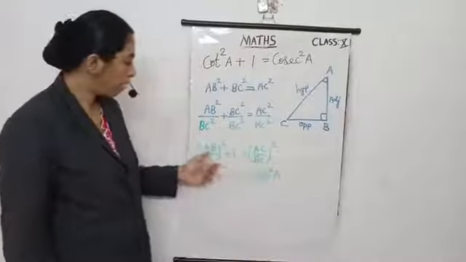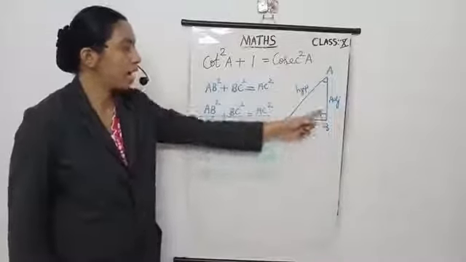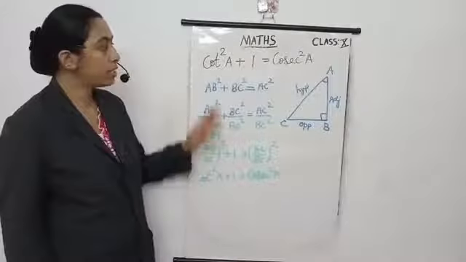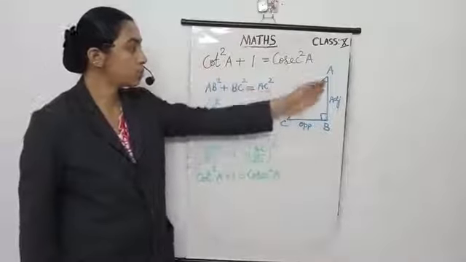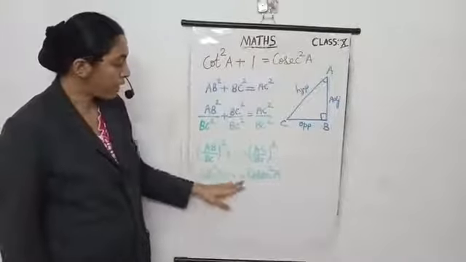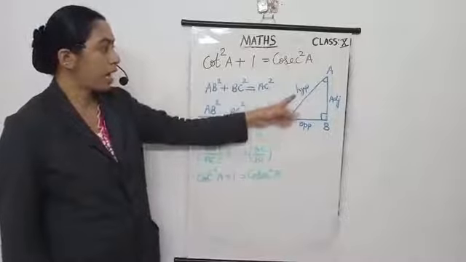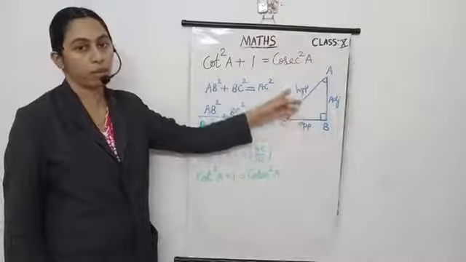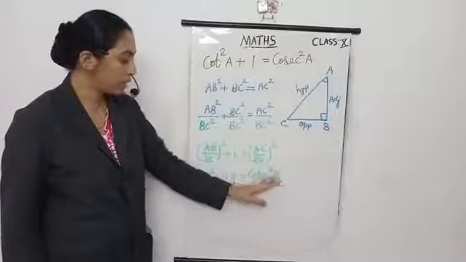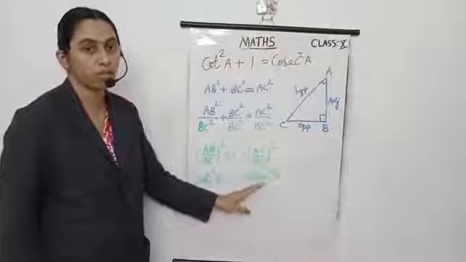Now AB by BC, that is adjacent by opposite. Adjacent by opposite is cot, and this is with respect to A, so this is cot square A plus 1 equal to next, AC by BC, hypotenuse by opposite. Hypotenuse by opposite is cosec, so cosec square A, that is cot square A plus 1 equal cosec square A.